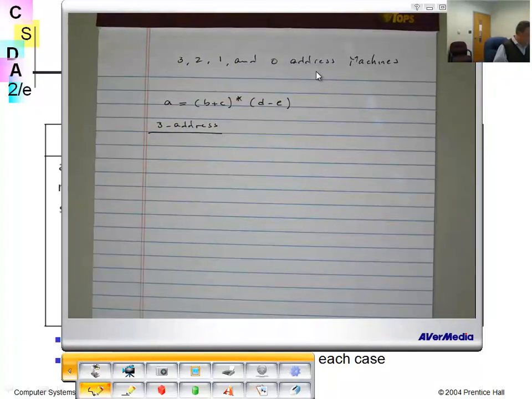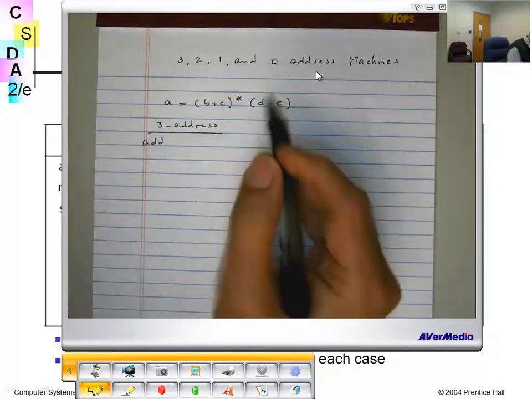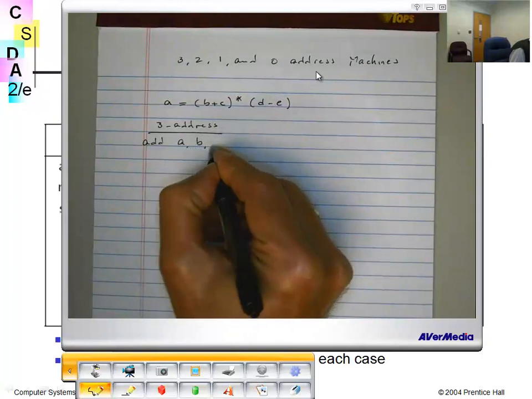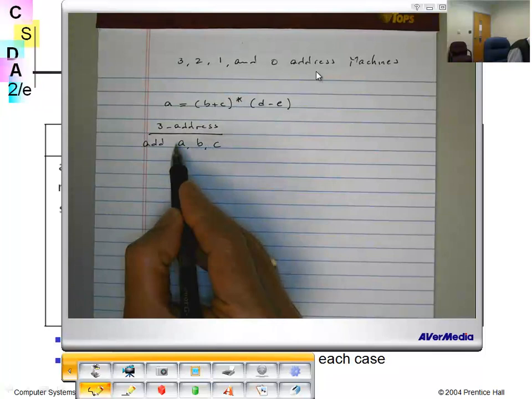In 3 address, it's going to be add A, B, C, meaning add content of C to B, store the results in A.